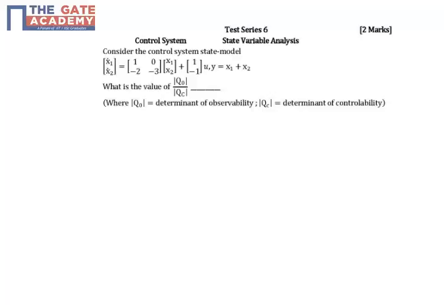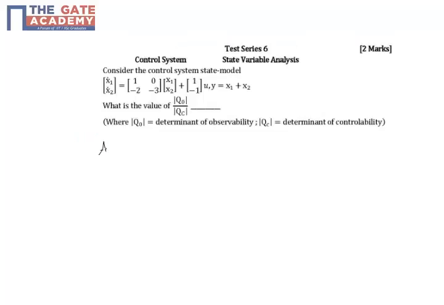In this question, we have to determine the ratio of the determinant of Q0 to QC, where Q0 is the observability matrix and QC is the controllability matrix. A is given as [1 0; -2 -3]. It is the state matrix. Similarly, B, the input matrix, is given as [1; -1].